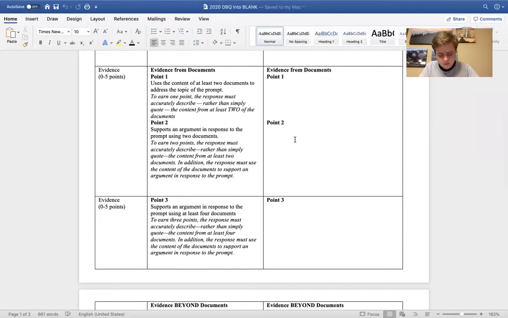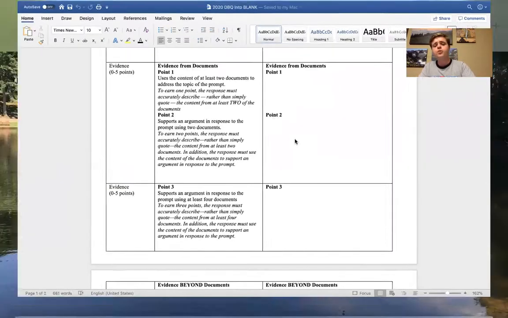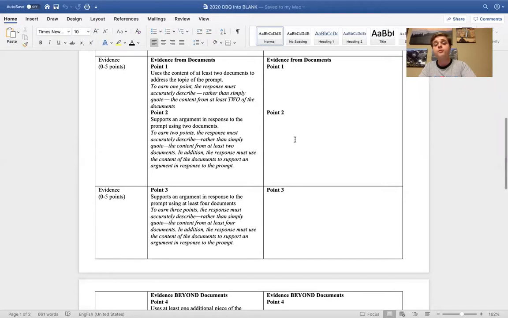So to get this point, you have the option. You can get 1, 2, or 3 points from the documents. On your DBQ, it's a modified DBQ. Instead of having 7 documents, or it might be 8 or 9 documents, I'm not sure, you're only going to have 5 documents. That I'm sure of. So to get all of those 3 points, you're going to have to use the content from at least 4 of the documents. That's the key phrase here, using content from 4 of the documents.